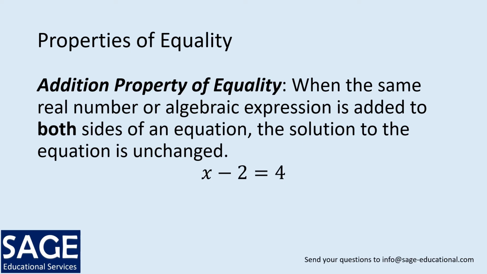So here's an example. We have x - 2 = 4. According to the addition property of equality, if I add 2 to both sides, then I will not change the solution. On the left-hand side, -2 + 2 gives me 0, and on the right-hand side, 4 + 2 gives me 6. So the solution to x - 2 = 4 is x = 6. To use the addition property of equality, make sure that you add the same number to both sides of the equation.